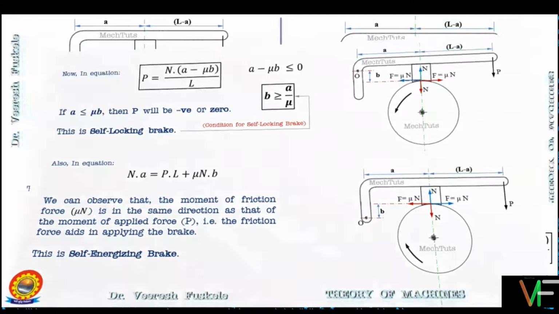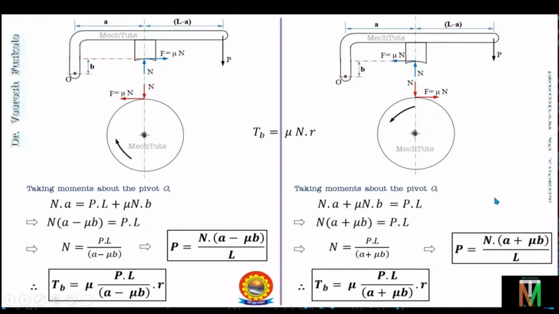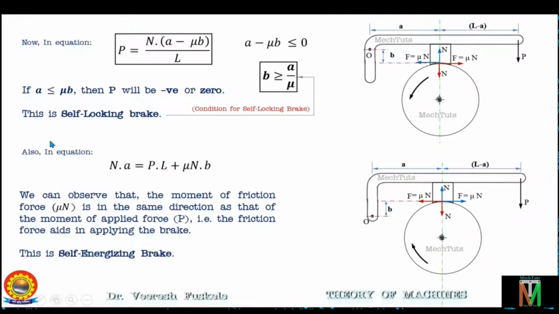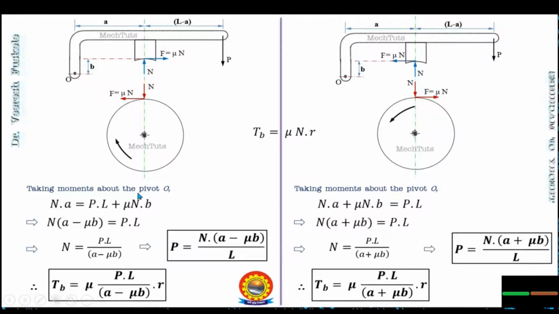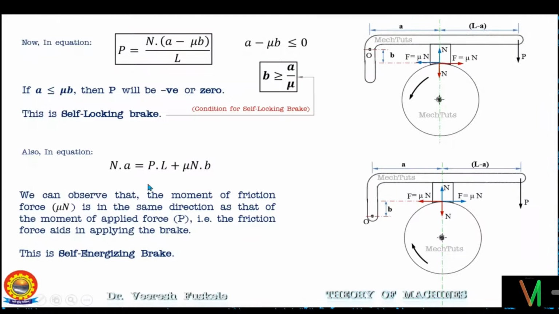Having discussed self-locking and self-energizing brakes, the same equation which we got for the earlier configuration we have obtained for this configuration also. You can see that the direction of the moment of the friction force is the same as the direction of the moment of the applied force. So we can say that the friction force aids in applying the brake. This is the condition for a self-energizing brake. So these are the two configurations in which we get self-locking and self-energizing brakes.